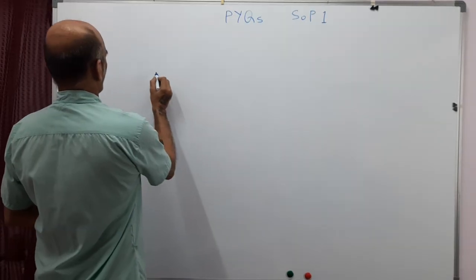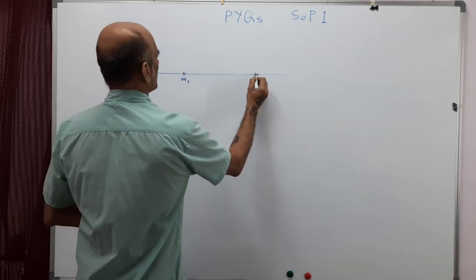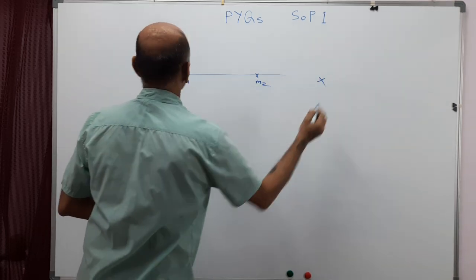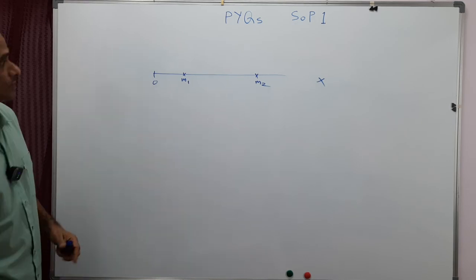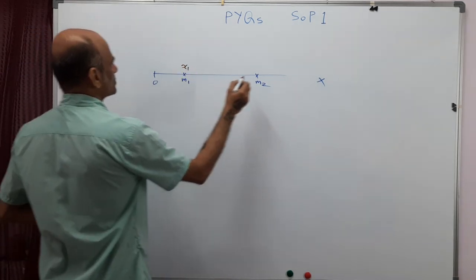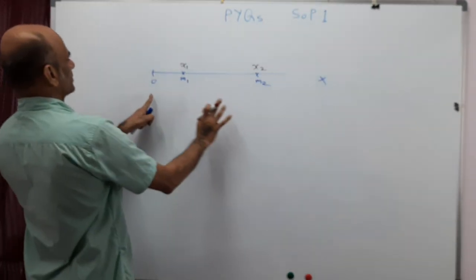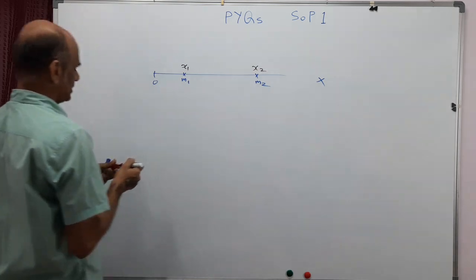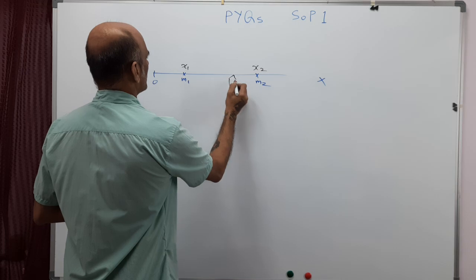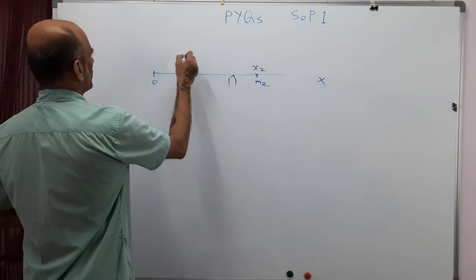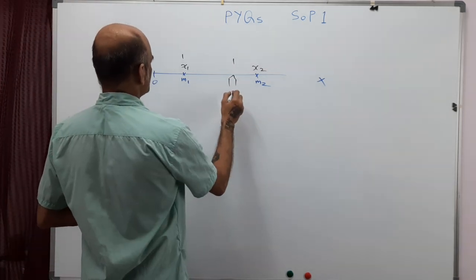Next, consider two point masses along the x-axis. This is the x-axis. The origin of the x-axis is say here, and let the coordinates of these point masses be x1 and x2. That means this distance is x1, and from origin to this m2 is x2. The center of mass will be somewhere between the two masses. Let it be here, and let the coordinate of the center of mass be capital X.